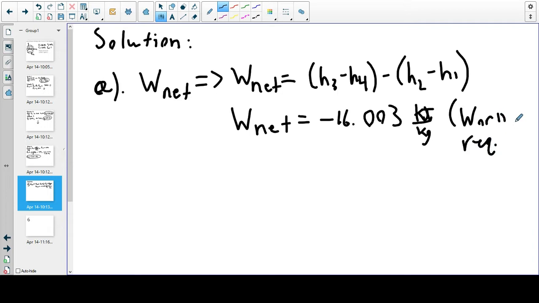And the reason I didn't do it the other way around is because you'd get a positive work, and someone might think that this cycle is creating work, but it is not.